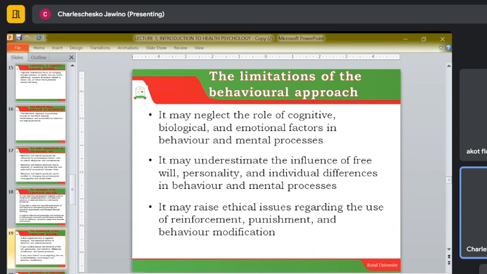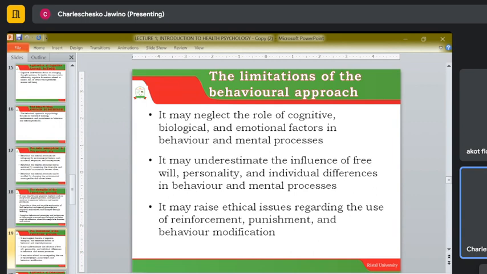Another limitation is that it may underestimate the influence of free will, personality, and individual differences in behavior and mental processes. In other words, people have different choice-making and decision-making capacities. An individual chooses to do something, or an individual chooses not to do it. So the behavioral approach does not focus on that. It assumes that all members will respond to what you're saying. Yet we can say this stands as a limitation.